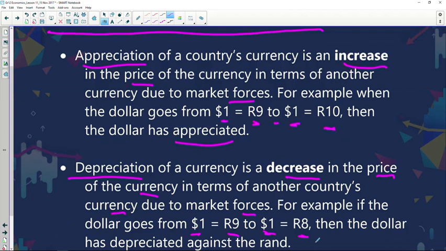Okay, so when there's a decrease, we call it a depreciation of a currency, and an appreciation of a currency comes when there's an increase in the price of the currency. So it's important that you understand this terminology. But an interesting point that we come across is the fact that it's caused by market forces. So it's caused by supply and also by demand.